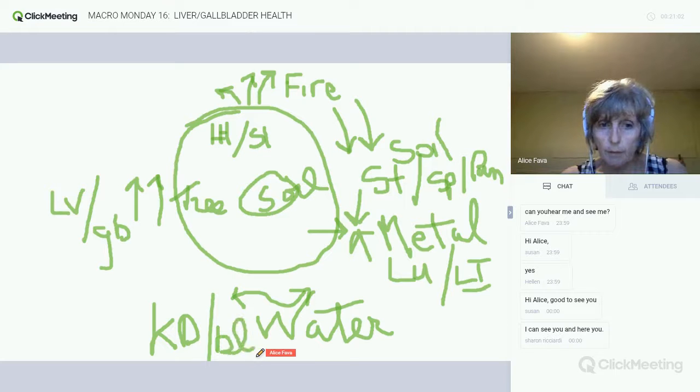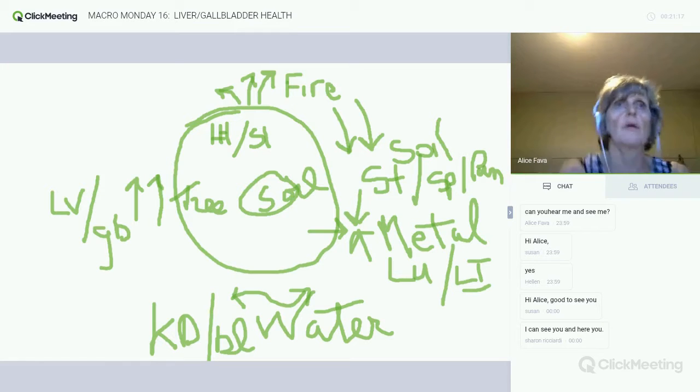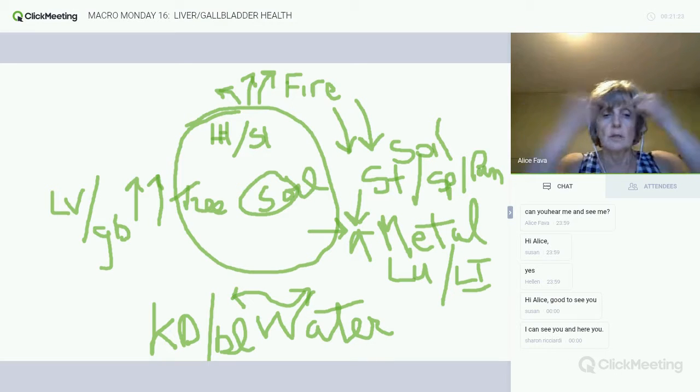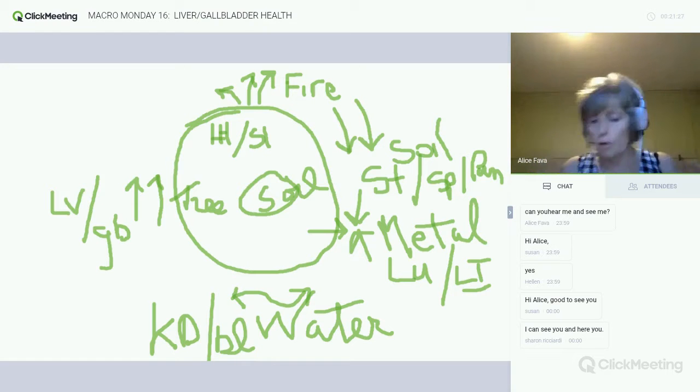Kidney, bladder. Okay. The kidney meridian runs from kidney 1, which is on the bottom of the foot, and it runs up the inside of the legs on both sides, right? It runs up on the inside, the soft part of the legs. And the bladder meridian starts here and runs all the way. It's a very long meridian.